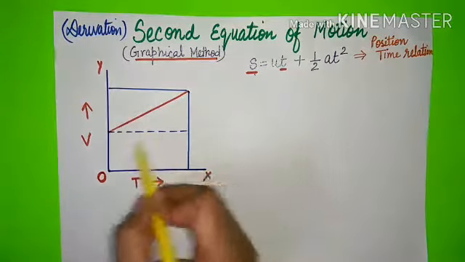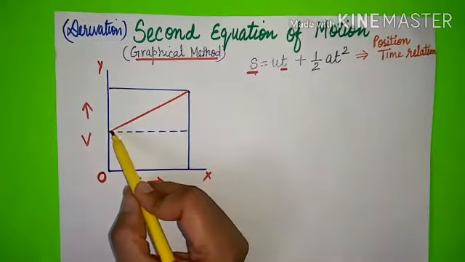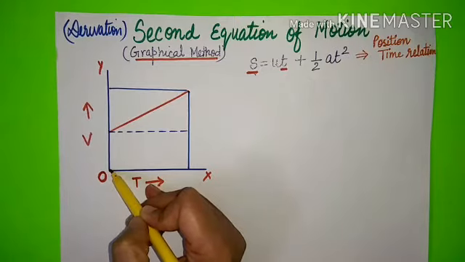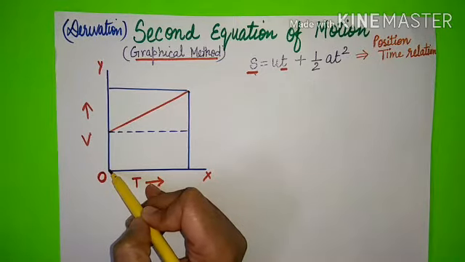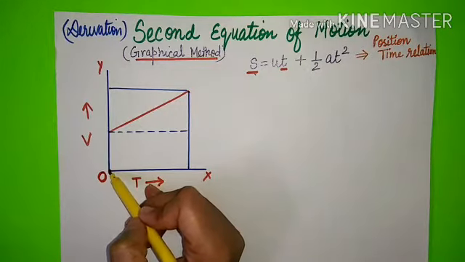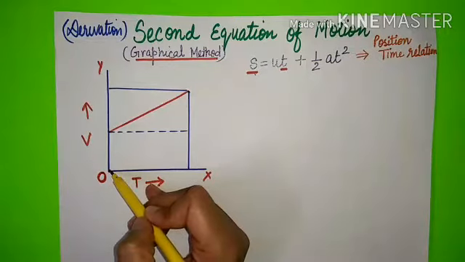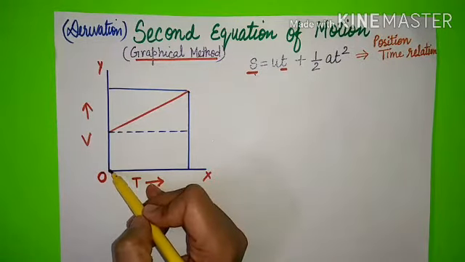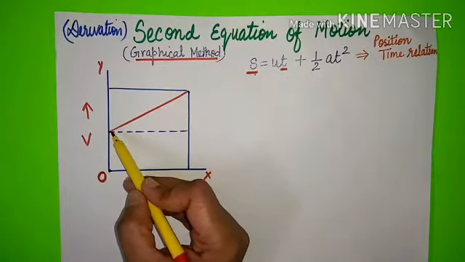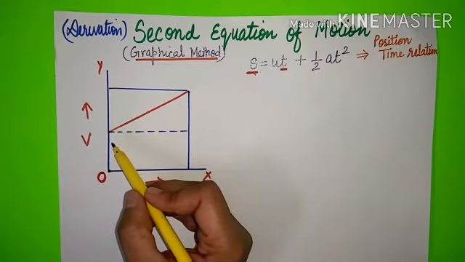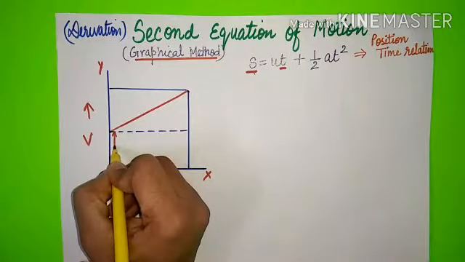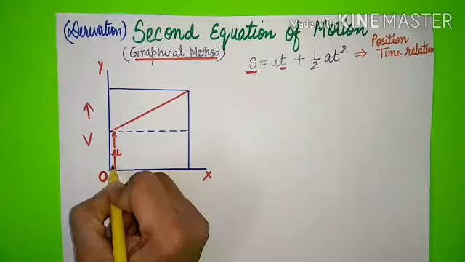As you can observe, this graph does not start from the origin point, so the initial velocity is not 0. If a graph starts from the origin point, it means the initial velocity is 0. But this VT graph starts above the origin point, so it has some initial velocity. This line indicates the initial velocity.